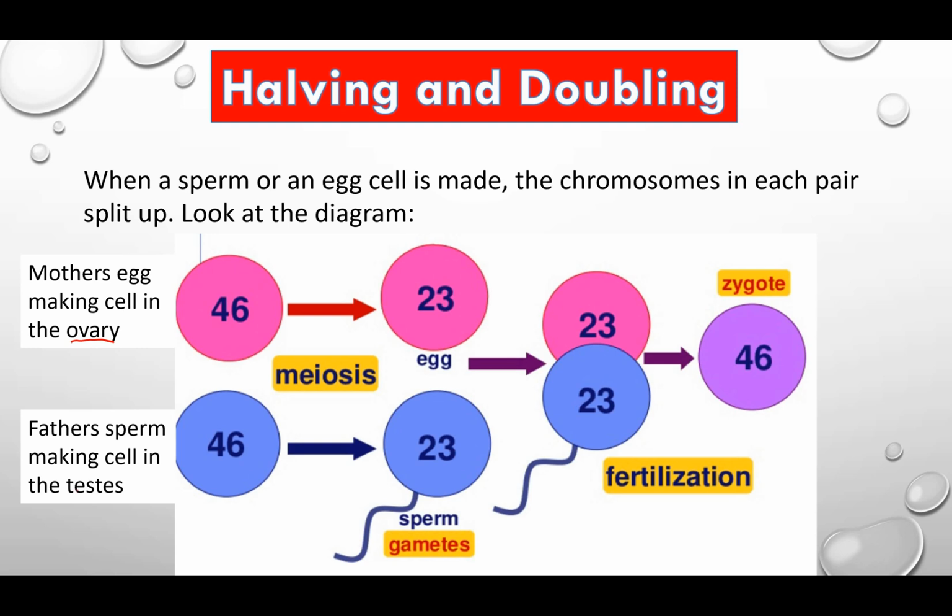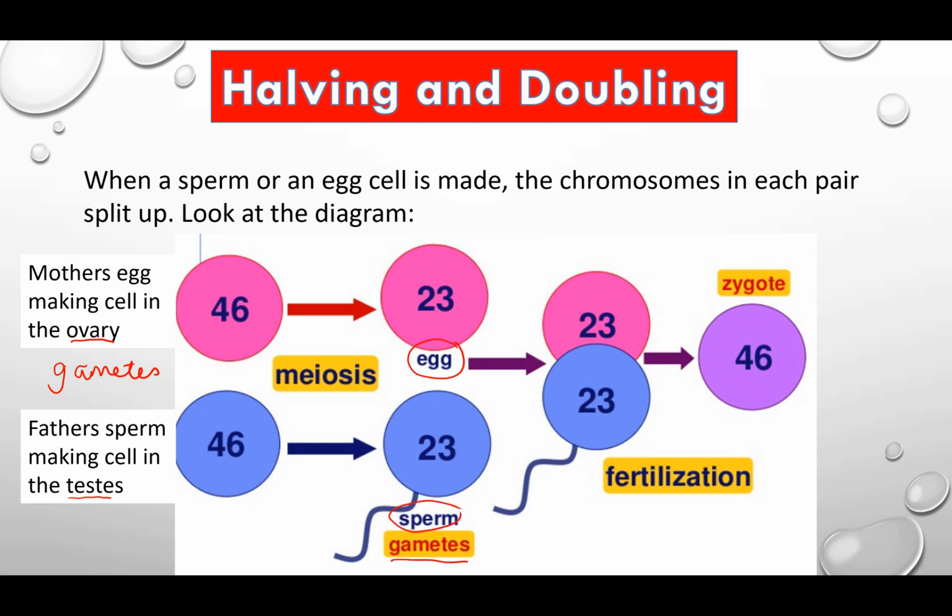In the father's sperm-making cell, so this is in the testes where the sperm are made, there are also 46 chromosomes. Now what has to happen is in the ovary and the testes, the sex cells, or a posh word for these sex cells is gametes. The gametes have to be made. That is our egg and our sperm. There's the word gametes there.